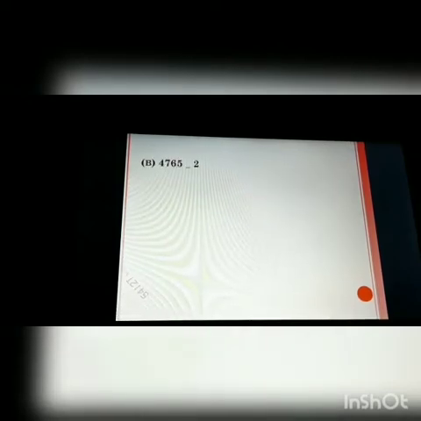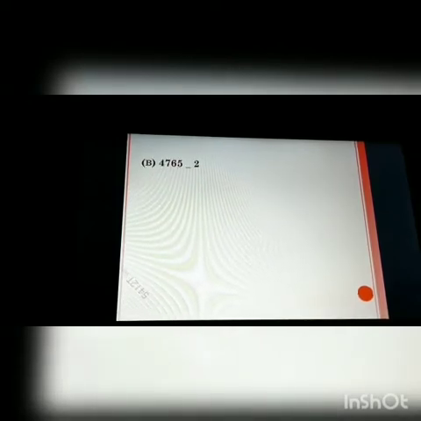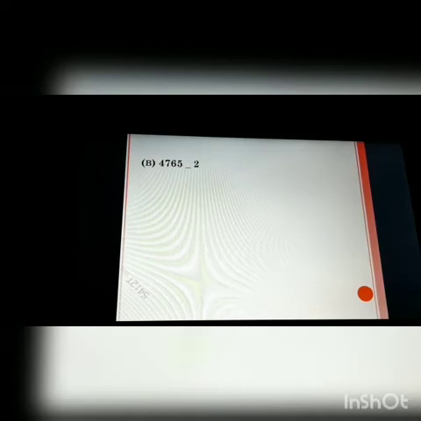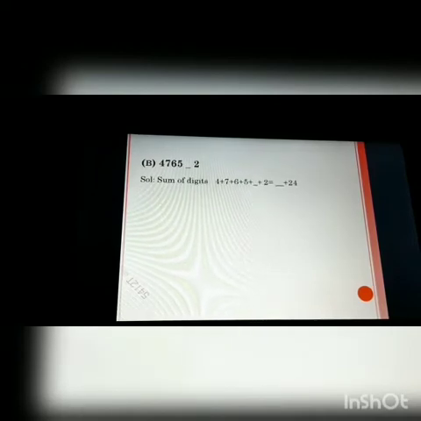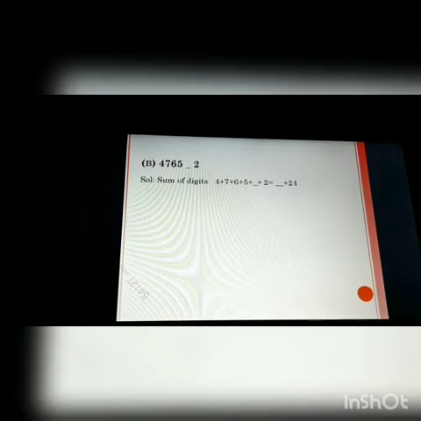Now we have the second part. It is 4, 7, 6, 5, then blank, then 2. We need to fill this blank again with the missing number, the smallest and the greatest number. First we will take the sum of digits, that is 4 plus 7 plus 6 plus 5, then blank plus 2. All these digits are forming 24, then plus blank. You need to add something for making it divisible by 3.